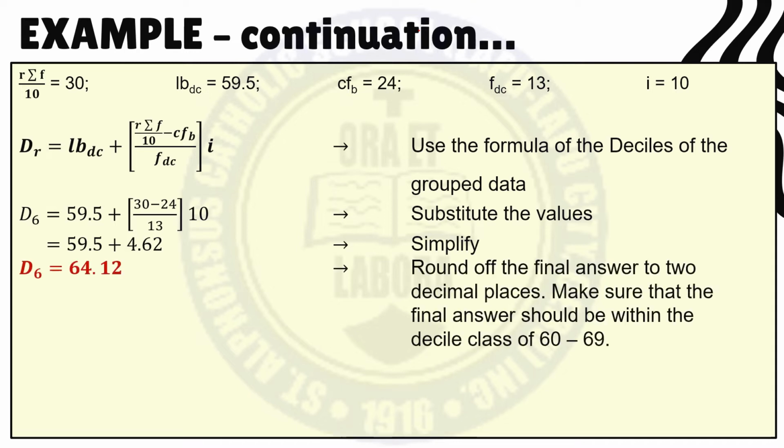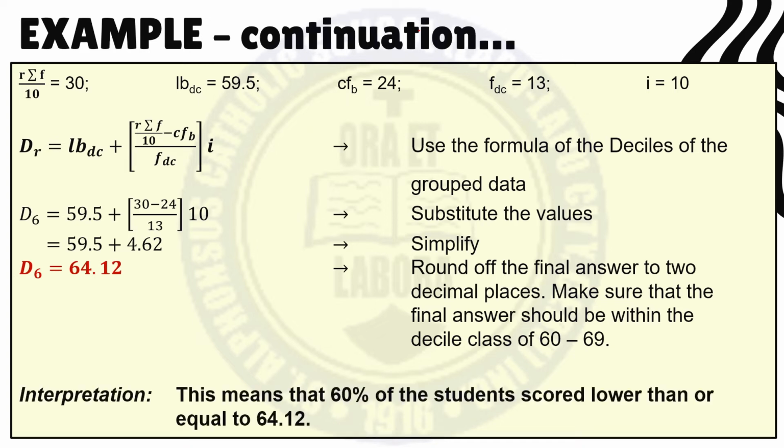So round off the final answer to 2 decimal places and make sure it should be within our decile class of 60 to 69. Then after which we have to interpret. This means that 60% of the students scored lower than or equal to 64.12.